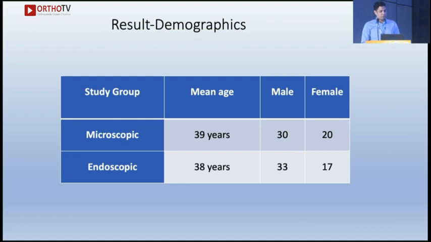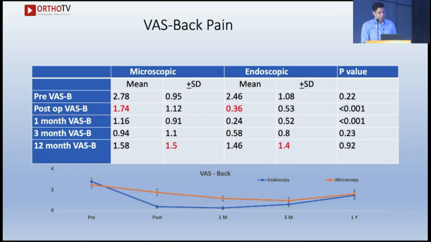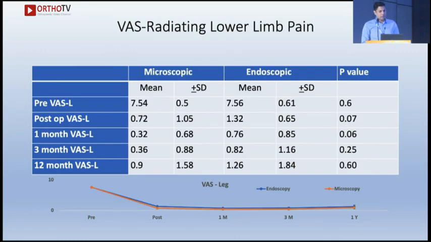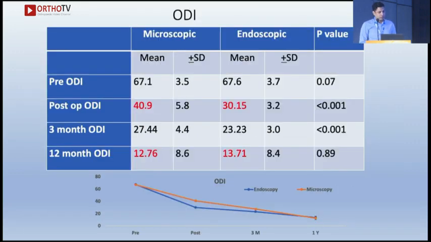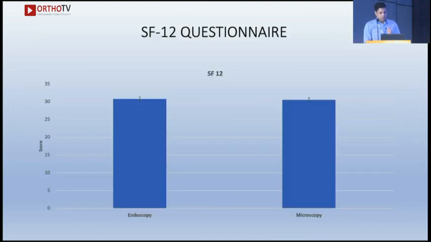In the microscopic group, the mean age is 39 years, and in the endoscopic group, the mean age is 38 years. In the post-operative period, the VAS score for back pain is significantly different between the endoscopic and microscopic groups, but at 1 year, there is no significant difference. For the radicular VAS score, post-op, there is no significant difference. For the ODI score, post-op there is a significant difference between the groups, but at 1 year, both are the same. There is no significant difference in the SF12 scores.